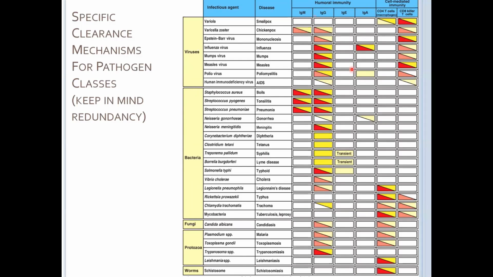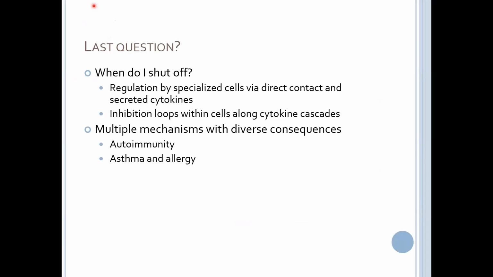If it's really big, then antibodies are going to be important. But even if it's really small, antibodies are important because they can prevent a virus from getting from one cell to the next cell. Or if you're vaccinated, they can prevent the virus from ever getting into a cell at all. So the last question is, when does the immune system shut off?